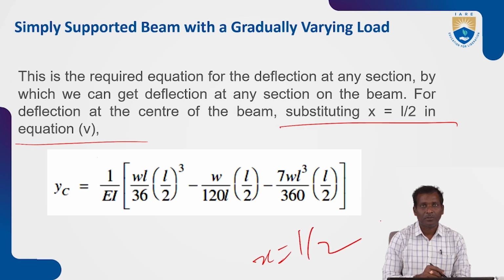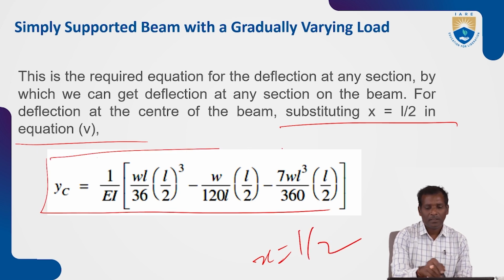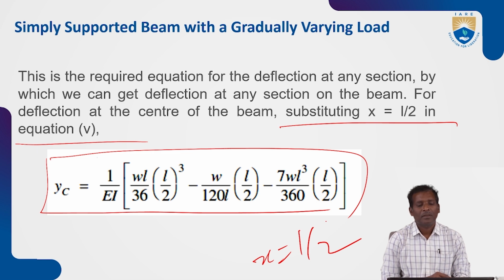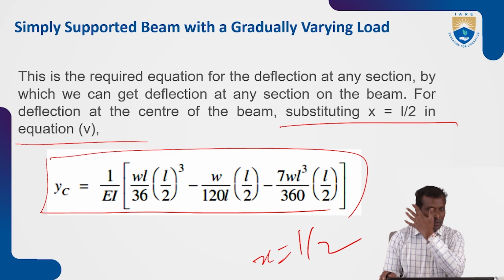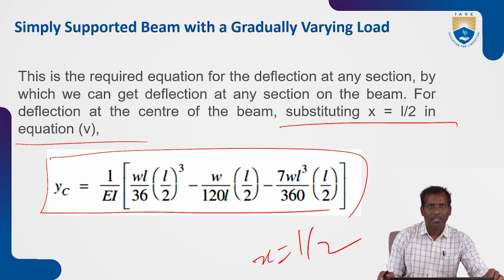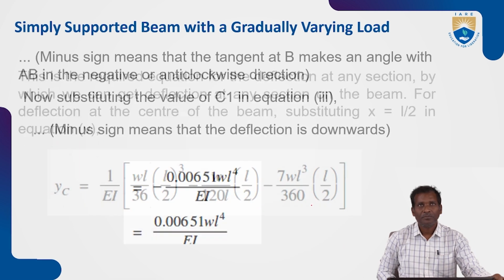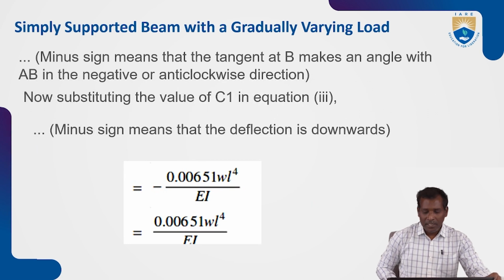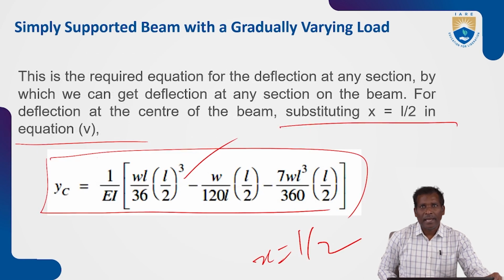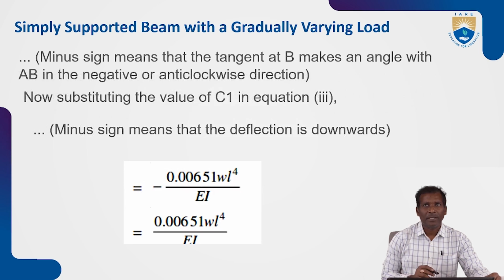So x is equal to L by 2 substituted, you will get the deflection at center of the beam: 1 by EI into WL cube by 36 into L by 2 whole cube minus W by 120L into L by 2 to the power of 5 minus 7WL cube by 360 into L by 2. Here the minus sign means that the tangent at B makes an angle with AB in the negative or anti-clockwise direction.